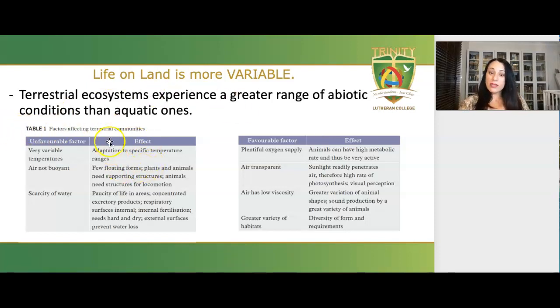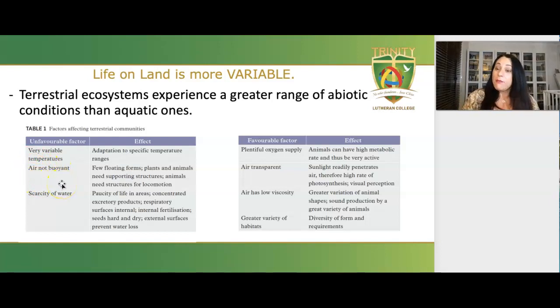This table is straight out of your textbook, and it talks about the factors affecting terrestrial communities. Some of them are good, some of them are bad. Let's start with the bad. We get really variable temperatures, which means animals and plants have to adapt to specific temperature ranges. And if they are carried by the wind or migrate out of that range, they're not likely to survive very well. That was a very big thunderclap in the middle of a storm here.